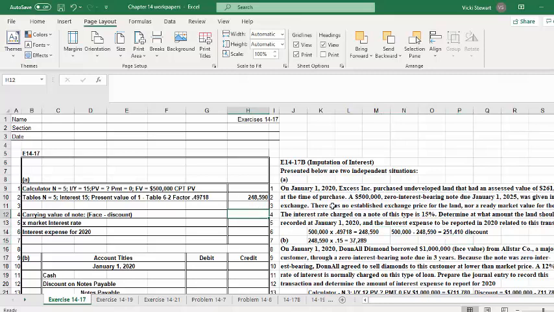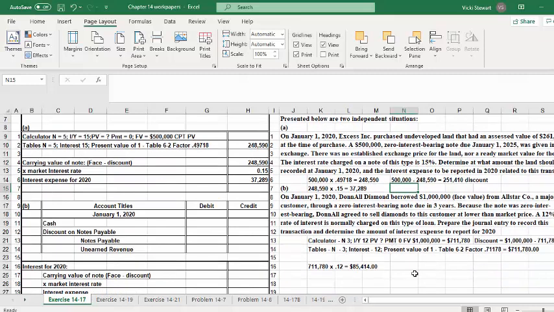Now, the next part of the problem stated to determine the amount of interest expense that would be reported on the note for 2020. So when we're determining the interest, we take the carrying value of the note, which in the very first year is the $248,590. We multiply that by the interest rate, which is 15%, and we would get $37,289, which would be the interest in 2020.